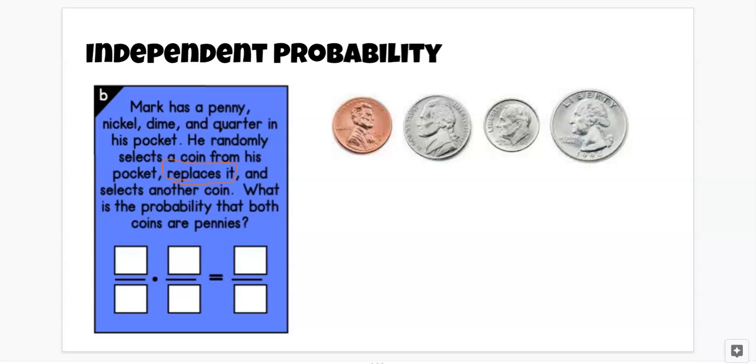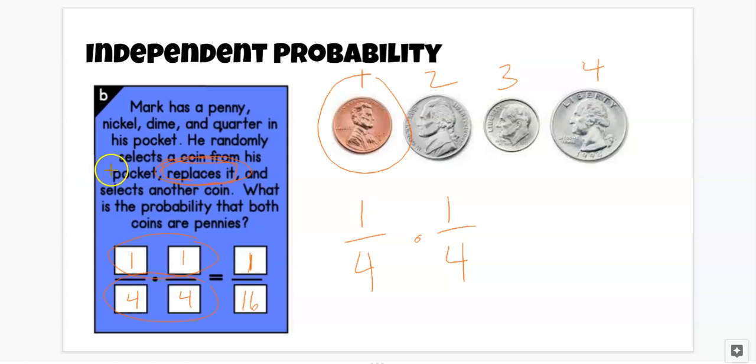So he reaches into his pocket and he wants to grab a penny. He's hoping for a penny. We have 1 penny out of 4 possible coins. Now, since he replaced the coin back into his pocket before he drew another coin, we would still have the same probability of that happening a second time. The second time he tries to grab a penny, he would still have a 1 out of 4 chance. We have 1 out of 4 times 1 out of 4. We multiply those together. 1 times 1 is 1, and 4 times 4 is 16. So that is how you solve for independent probability.